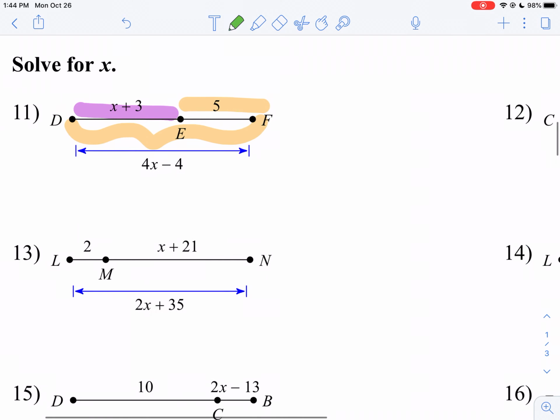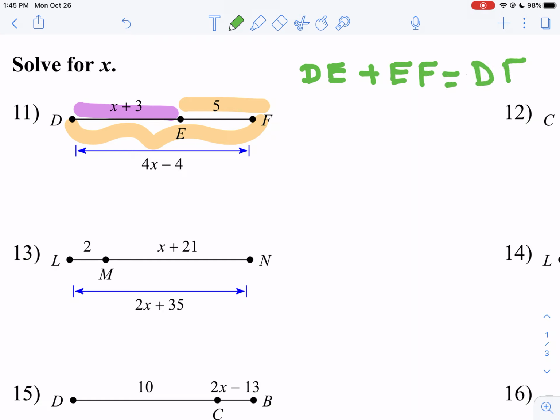Going to go and write down our SAP. Again, this is 1 point. Write it down. If you don't write it on the test, I cannot give you your point. So make sure you practice writing it so you don't forget. Okay, do the substitution. DE is X plus 3. EF is 5. DF is 4X minus 4.